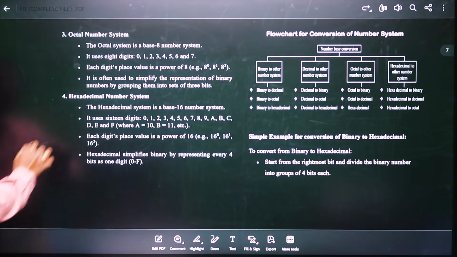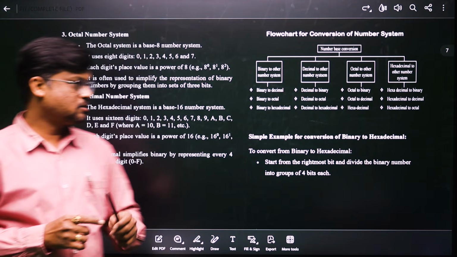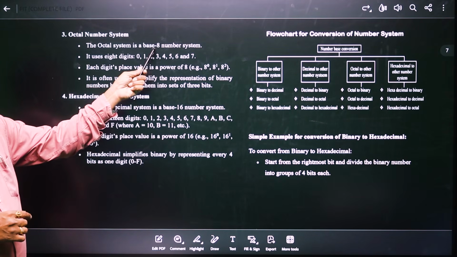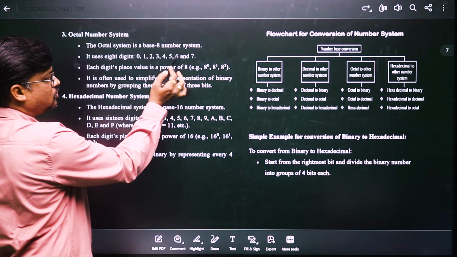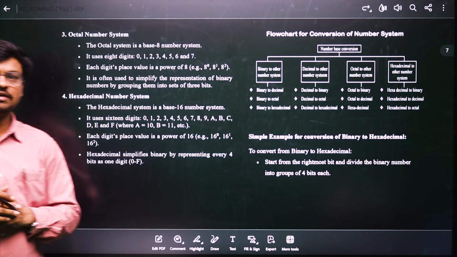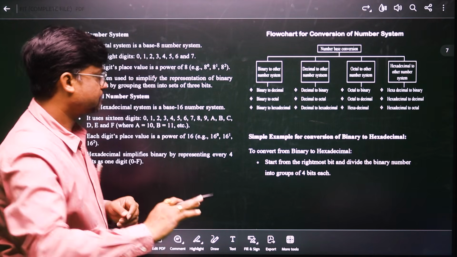After this we have octal numbers. Octal numbers use a base of 8. So you have digits only from 0 to 7. As I said, you don't have 8, you don't have 9.